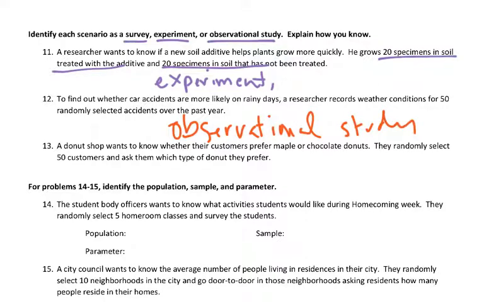Okay, and the last one, a donut shop wants to know whether their customers prefer maple or chocolate donuts. They randomly select 50 customers and ask them which type of donut they prefer. So obviously that's pretty easy to see. That's going to be a survey because you're asking for input and information from those people.